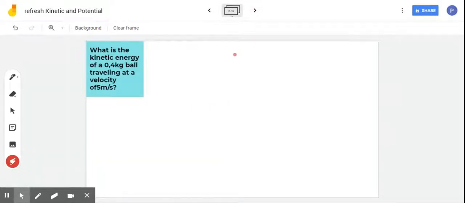First thing we need to do is to read the problem. Then we're going to take the data, and then we're going to replace it on the formula. And finally, we're going to clear for our missing piece of information.